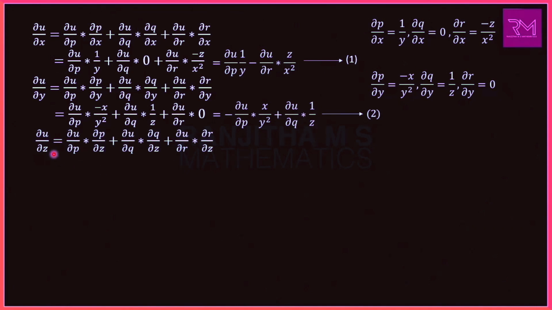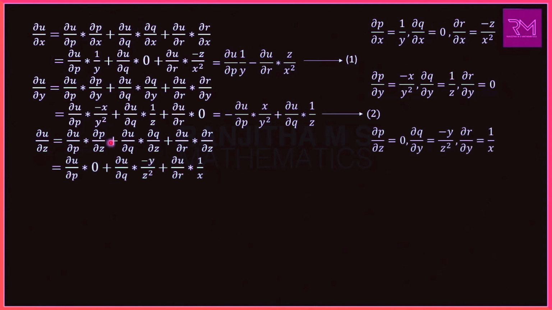Similarly, we have to obtain del u by del z. Substituting these values, we get del p by del z is 0, plus del u by del q into del q by del z, which is minus y by z square, plus del u by del r into del r by del z, which is 1 by x. Here this term becomes 0, and simplifying, we get minus del u by del q into y by z square plus del u by del r into 1 by x. Call this equation number 3.